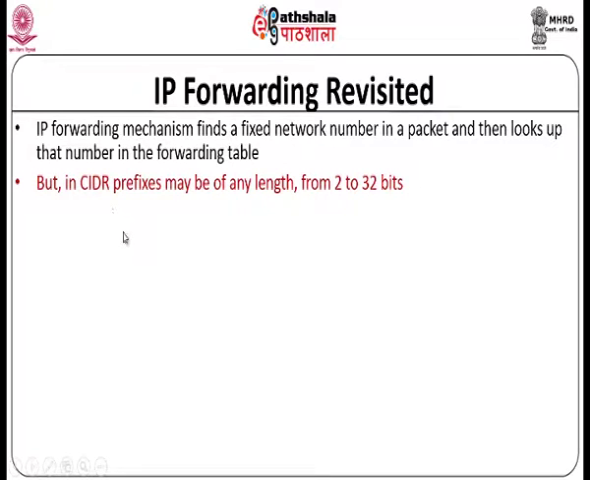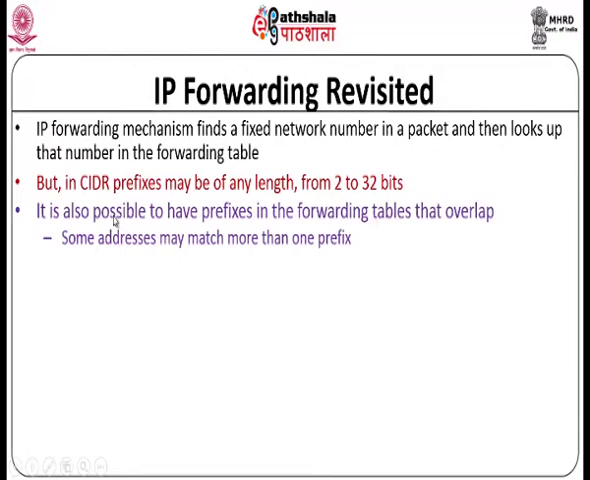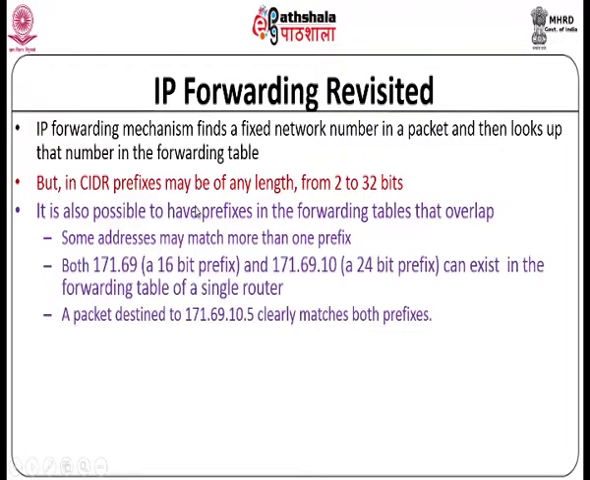So if you look at IP forwarding with CIDR prefixes, network addresses can be of any length from 2 bits to 32 bits. So prefixes can be of any length. This is important to note. As I said before, we can have prefixes in the forwarding tables that overlap. For instance, both 171.69, which has a 16-bit prefix, and 171.69.10, which has a 24-bit prefix, can exist in the router, and a packet destined to 171.69.10.5 will match both.